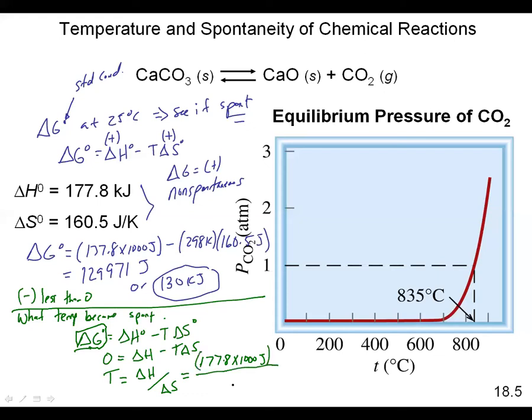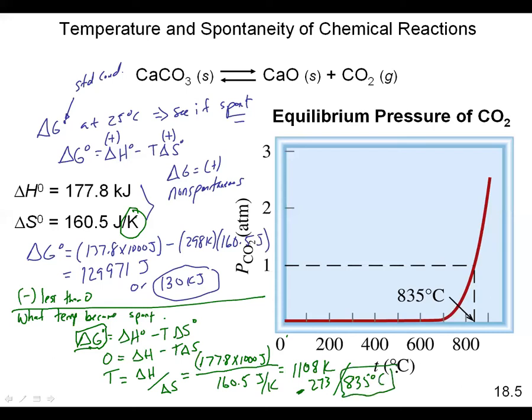We're going to divide it by my 160.5, which are in joules. And if we do that right there, 177.8 times 1,000 divided by 160.5, that gives us 1,108. If you're wondering what the units of that is, it's right here. It is actually Kelvin. And if we subtract 273 from that to convert it to Celsius, we end up with a number of 835 degrees Celsius.